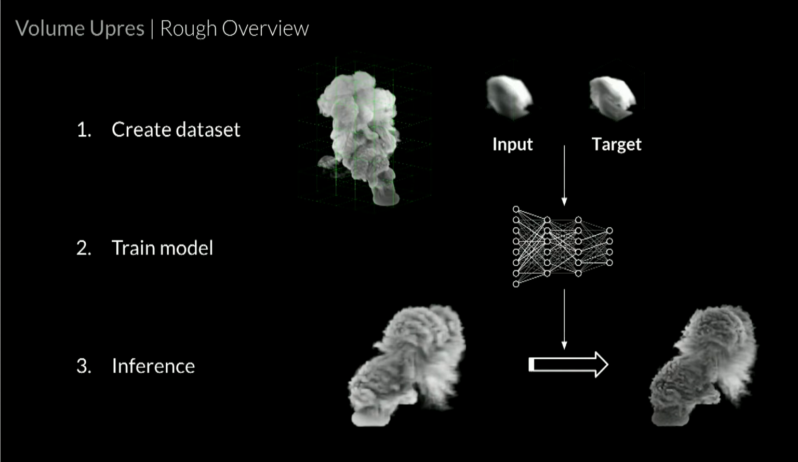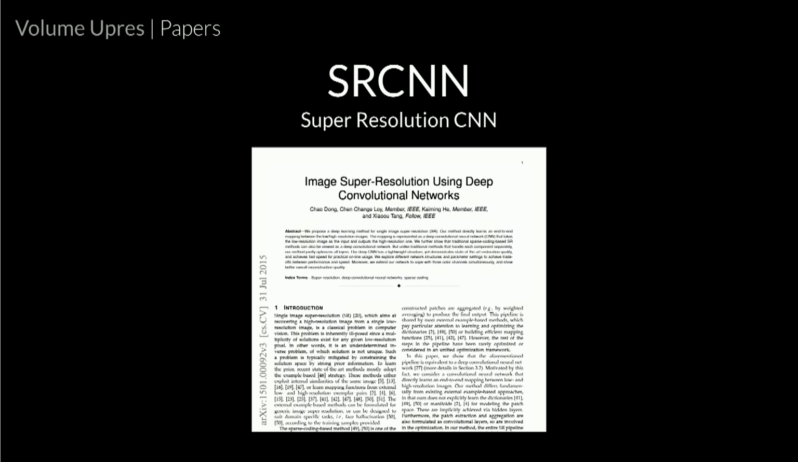We're going to create a dataset which we can use to train the model, and then we apply this model to new unseen low-res simulations to enhance them. While there's a huge amount of papers out there, we will look at a very classic one that's already 10 years old by now. The SRCNN paper uses convolutional neural networks to learn to predict high-res images from a given low-res. And since volumes are essentially images with an added dimension, it's worth giving this simple approach a try.